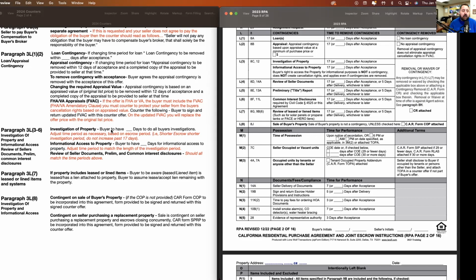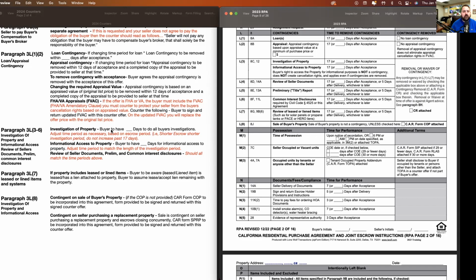Now, I would only reduce that 17 days if they were giving me a reduced escrow period, right? If they have an escrow period like 21 days, then I'm going to shorten the loan contingency from 17 down to probably 14 because they reduced it. I know some people do loan contingency like 10 or 12.